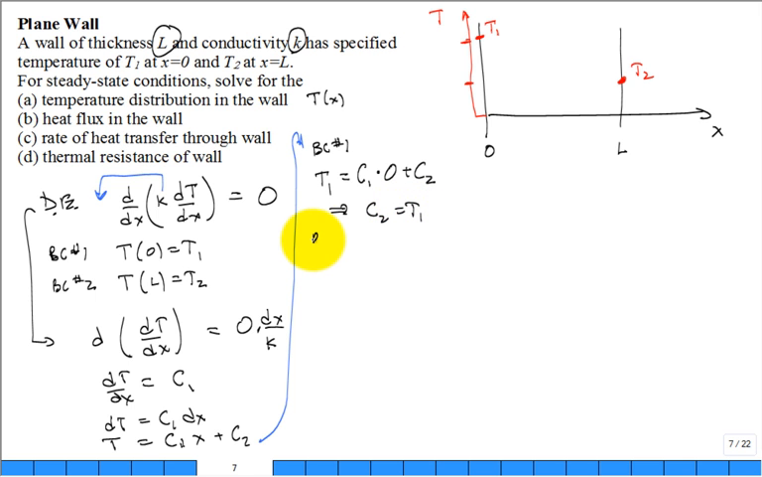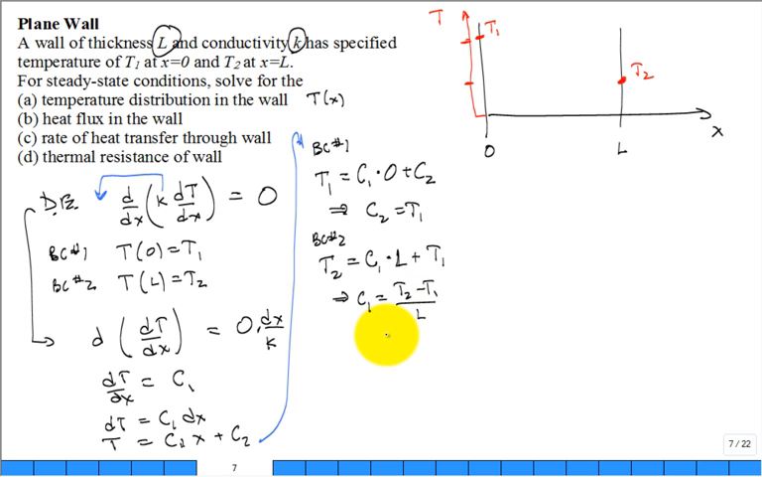Let's go to the second boundary condition. And we find that T2 is equal to C1 times x equal to L plus C2. Well, you could put in T1 right away because you already solved for C2, right? And now I can solve for C1. C1 is equal to T2 minus T1 divided by L.